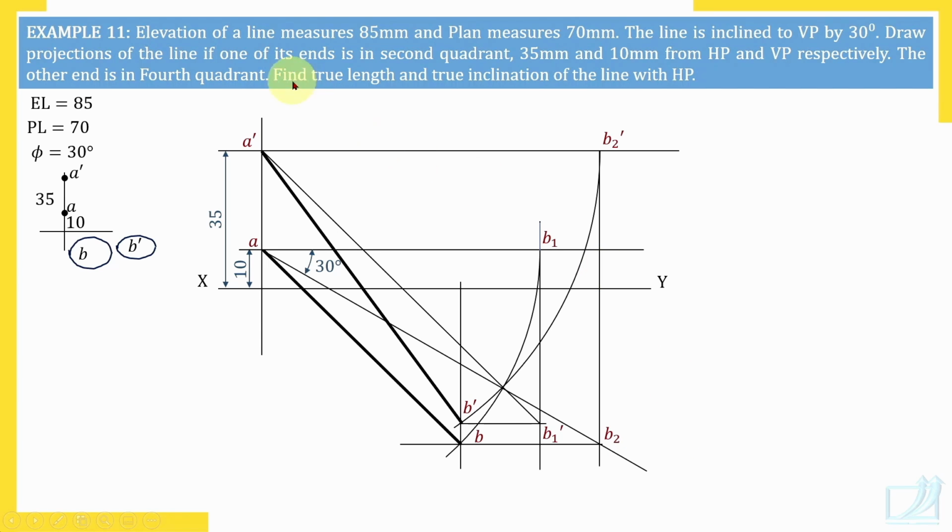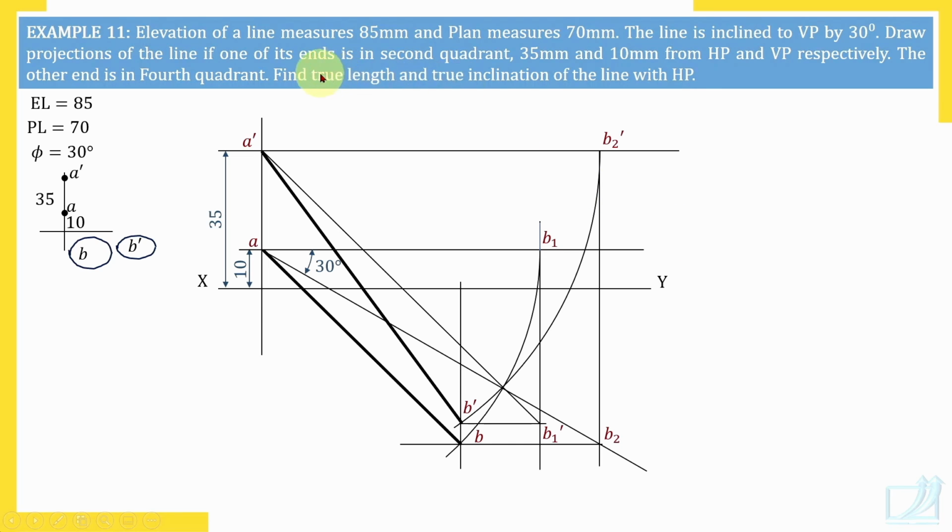Now what is asked in the problem? True length. So which view gives true length? Either you measure A dash B1 dash or you measure AB2. Both lengths are true lengths. You should get the same length for A dash B1 dash and AB2. Out of these two, any one length you measure and you should write it as answer.